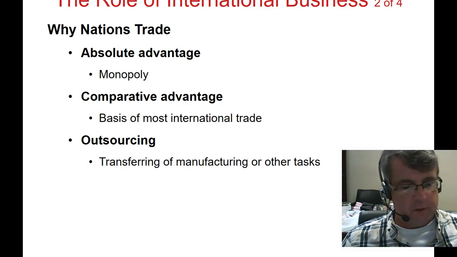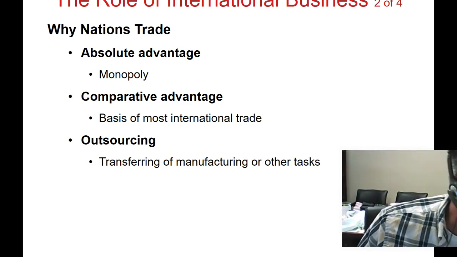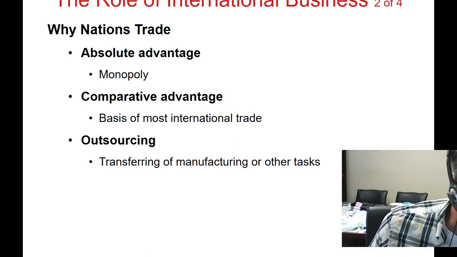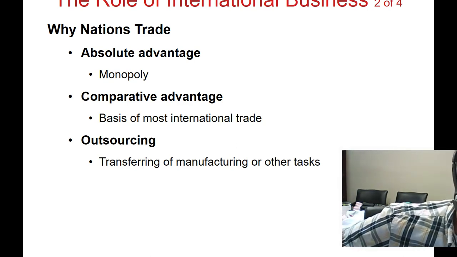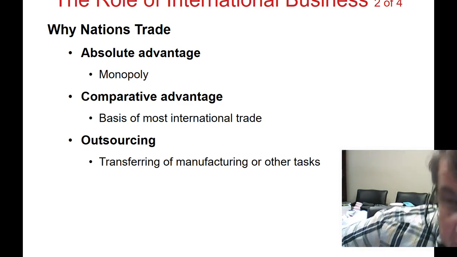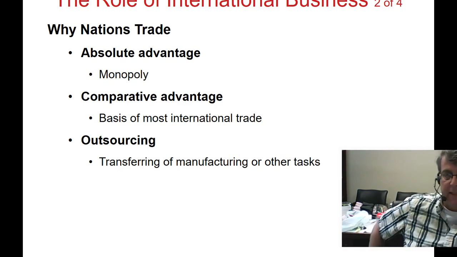Comparative advantage is the basis of most international trade, when a company specializes in products that it can supply more efficiently or at a lower cost than it can produce other items. So to give you an example of this, let's use cars and planes.